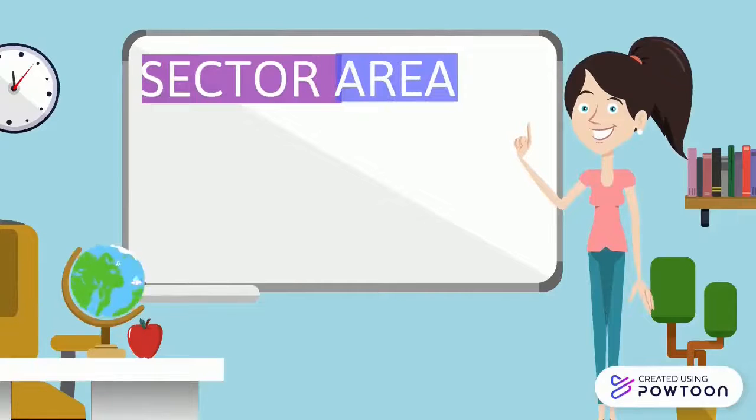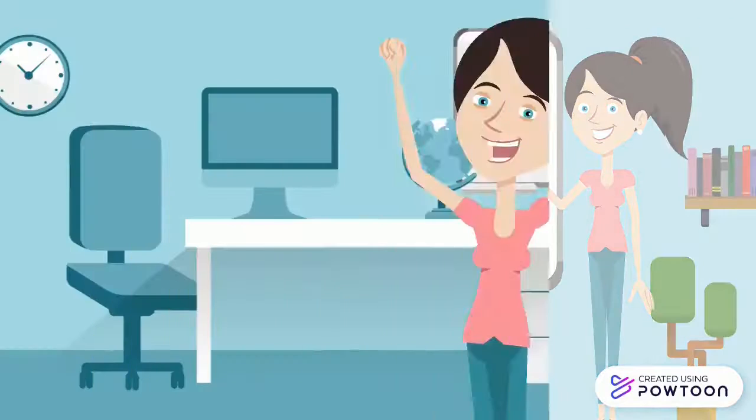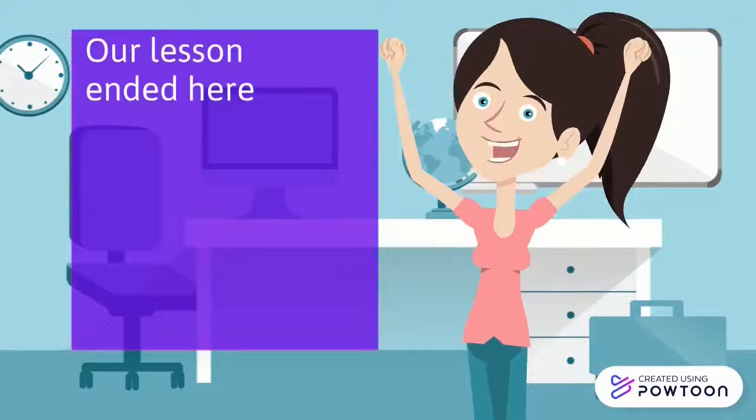Furthermore, we learned how to find the area of a sector in a circle. For that, we have area of the sector is equal to the angle over 2 pi times r squared. Our lesson ended here.